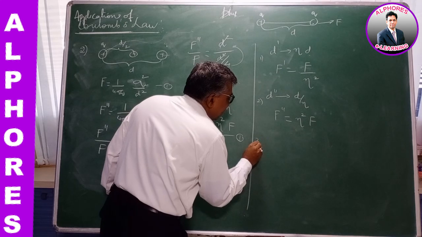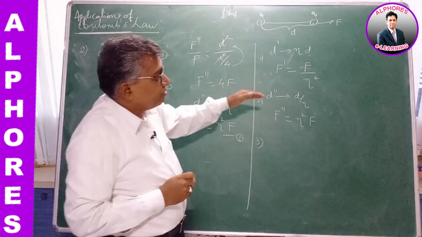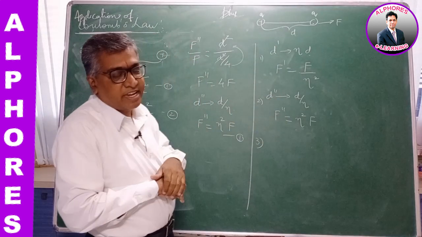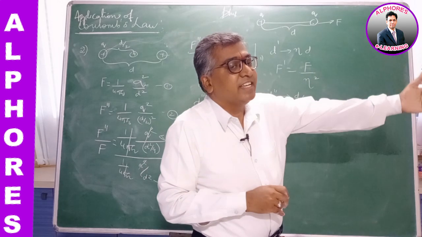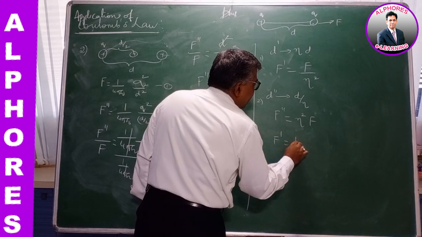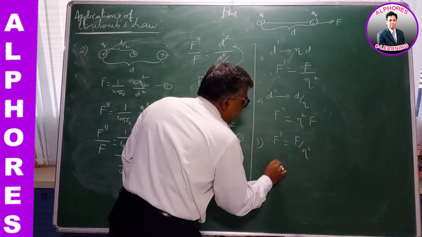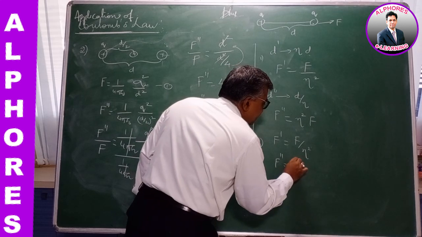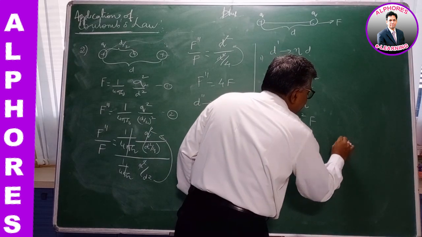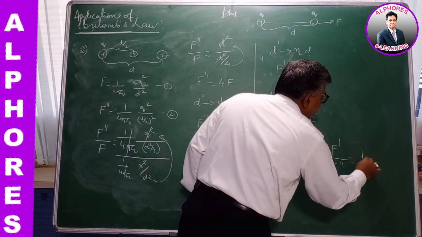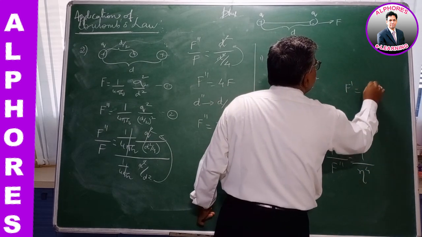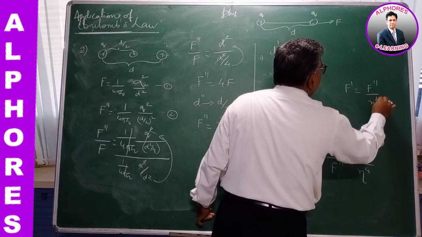Now he is asking you to compare the force when the distance is increased to n times with the force when the distance is reduced by n times. So F dash is F by n square and F double dash is n square F. Dividing, this cancels. So F dash by F double dash is 1 by n power 4. So the force F dash is F double dash by n power 4.